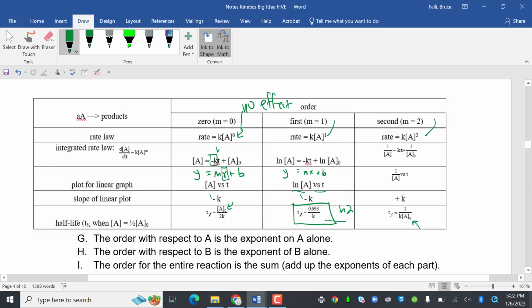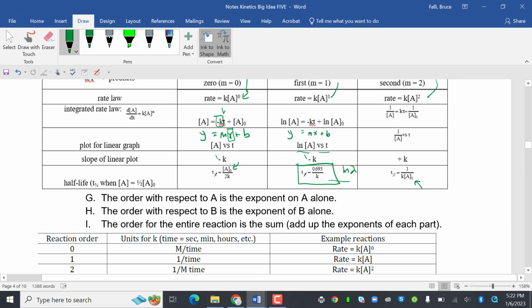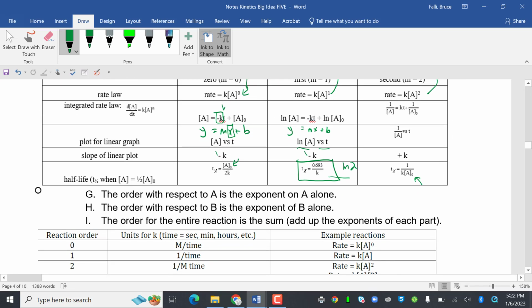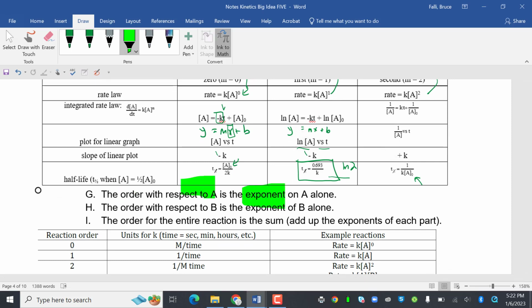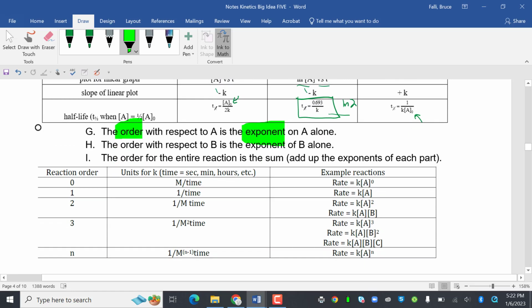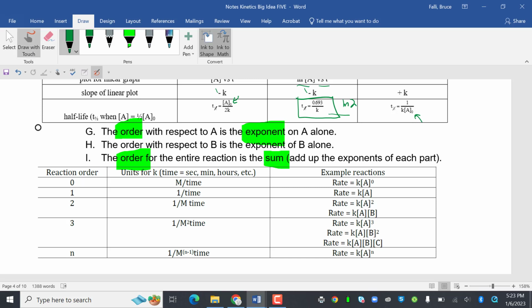All right. So now we've got some other things we have to get used to. The order with respect to A is the exponent. The order is the exponent. The order for the entire reaction is the sum of the exponents. Okay, so all this stuff, I almost feel like I should do it after we do some of the problems, but here we go.